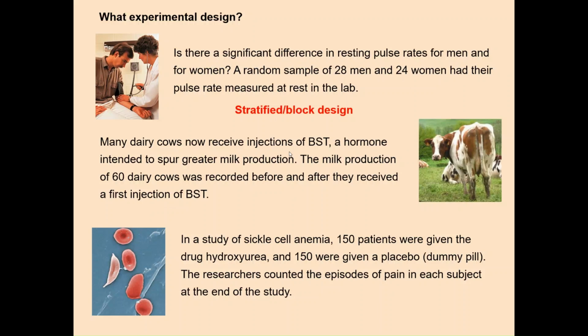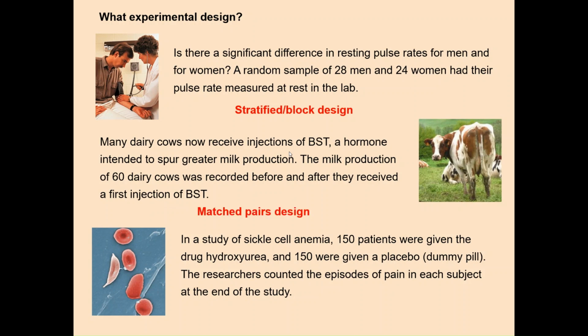All right. And then the second one here. Okay. Many dairy cows now receive injections of BST, a hormone intended to spur greater milk production. The milk production of 60 dairy cows was recorded before and after they received a first injection of BST. Okay. So this is that matched pairs. Okay. The pair is for each cow measuring their milk production before BST and then after.